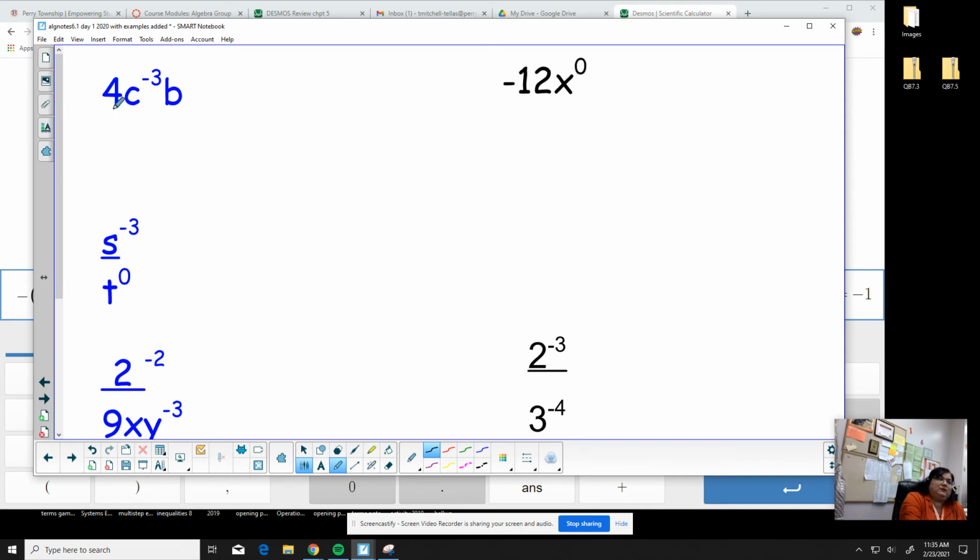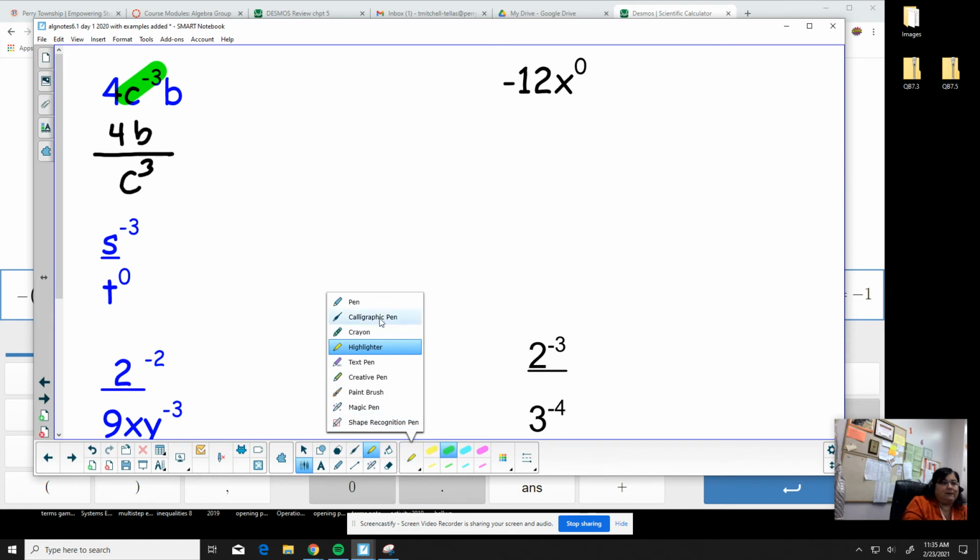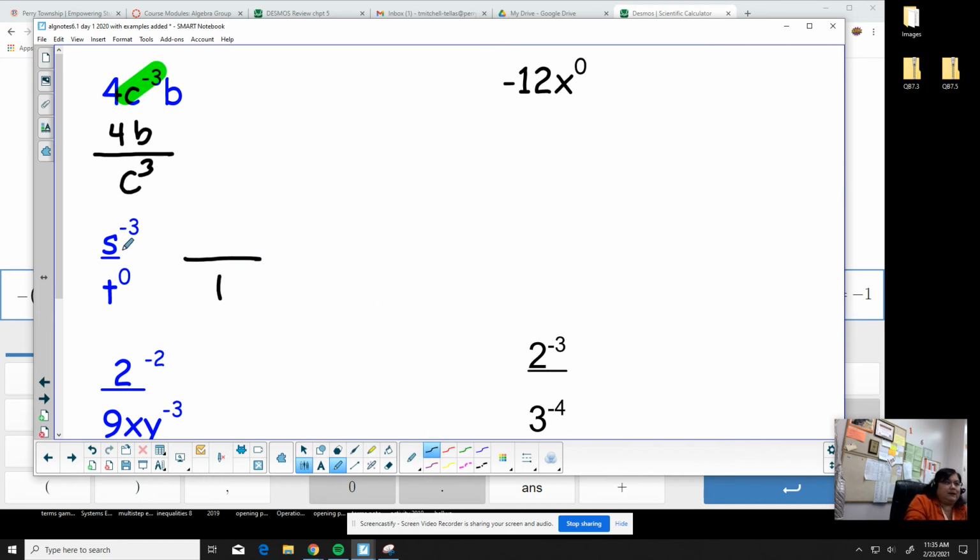All right, so if I look at the first one, the 4 stays and the B stays, and the C goes down to the bottom because he was unhappy. Okay, so if I look at this one, T to the 0 is 1, and S to the negative 3 is unhappy. So we move S to the 3 to the bottom. And then since there's nothing up there, we just put a 1 in its place. And we really don't need this 1 in front, but we can keep it.